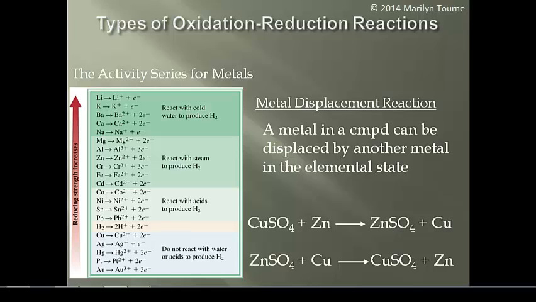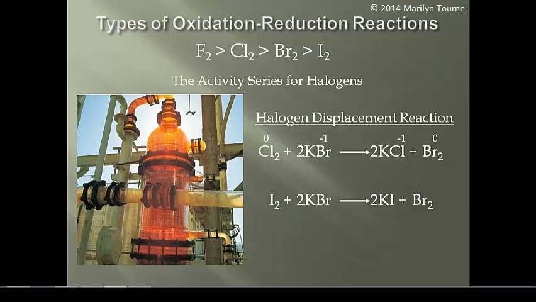But if I was to flip this equation and say instead that zinc sulfate will react with copper, since copper is lower than zinc, it is not strong enough to reduce zinc sulfate. So that reaction does not happen. So again, you would use this table to help you figure out if the metal that's being displaced could actually be displaced. The last type of displacement reaction is the halogen displacement.